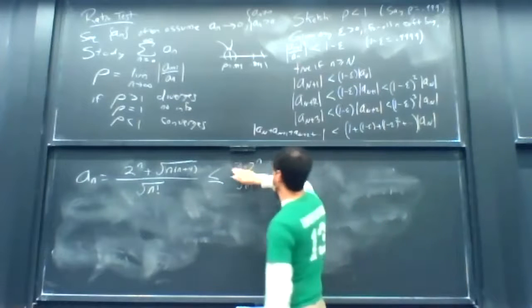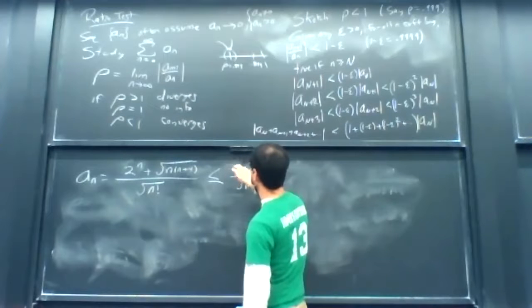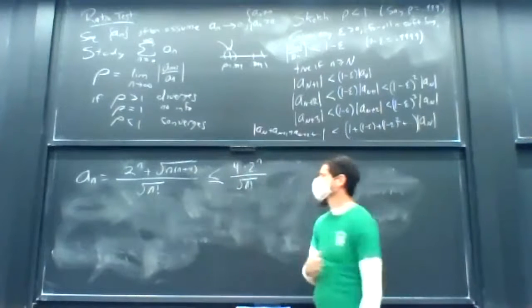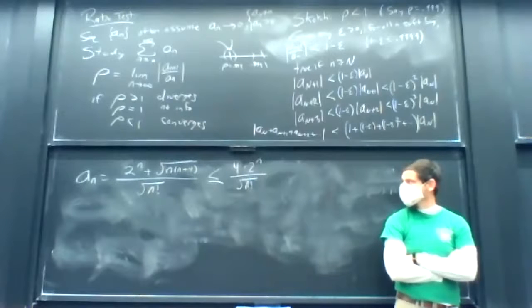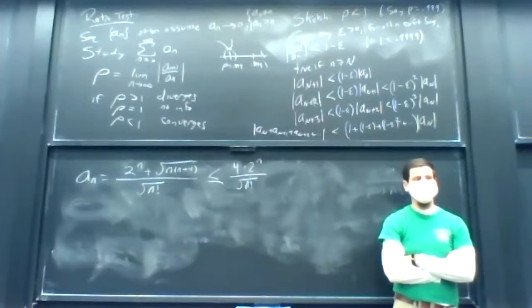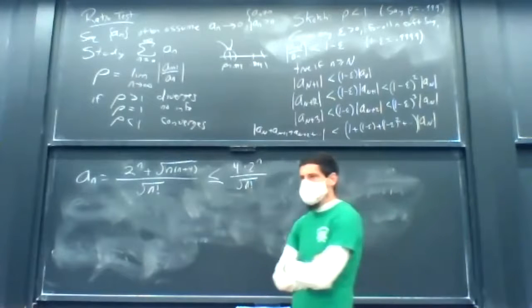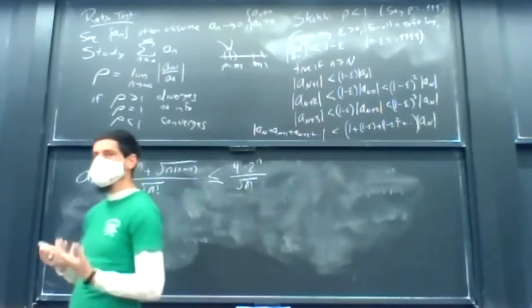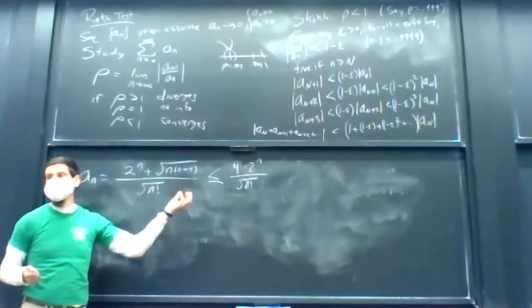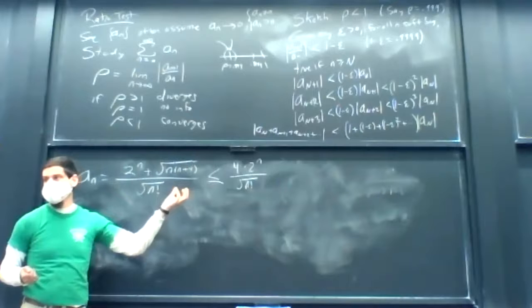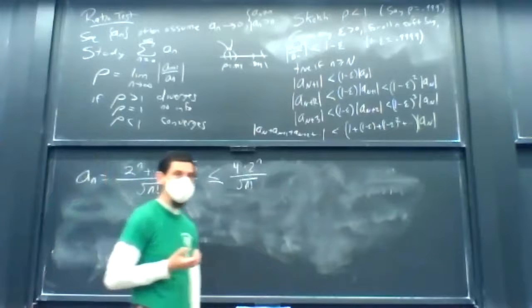Or if you want to make the algebra a little bit easier, that's 4. Doesn't really matter. When n gets really, really large, the numerator is really at most 4 times 2. If I think the sum converges, all I have to do is show that the limit is going to some rho that's less than 1. I don't have to compute what the actual value is.